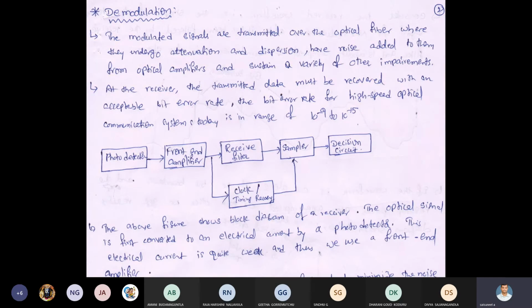Next, we are going to demodulation. You know the concept of modulation, that is on-off keying, then transmitting through the optical fiber cable. Once you have to receive the signal, how does demodulation take place in optical communication? Here, see this one.